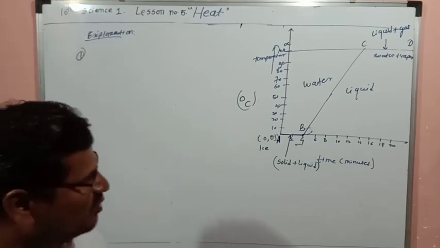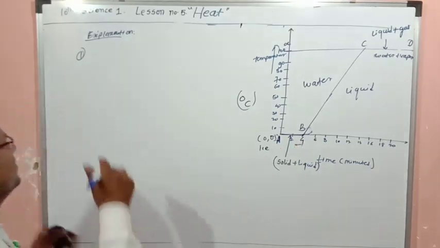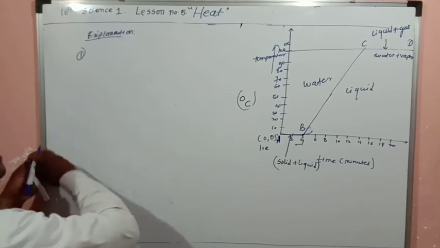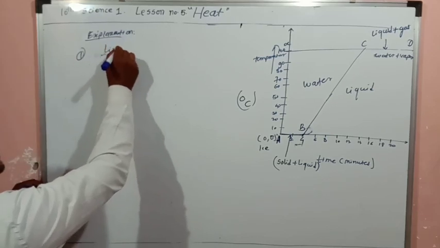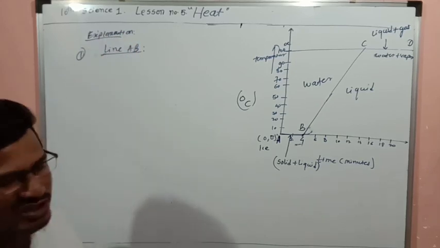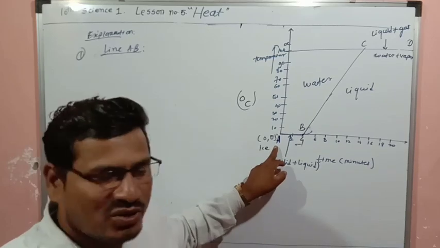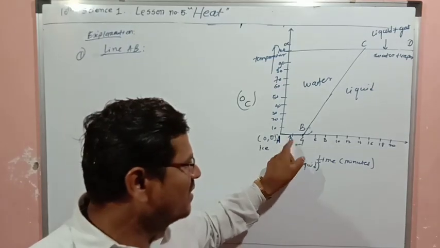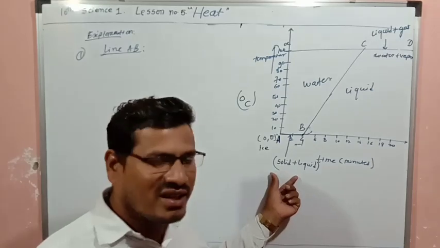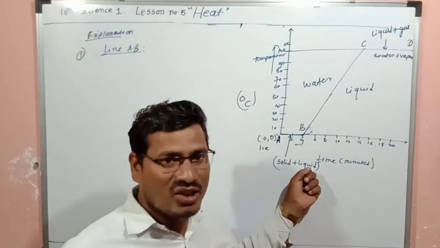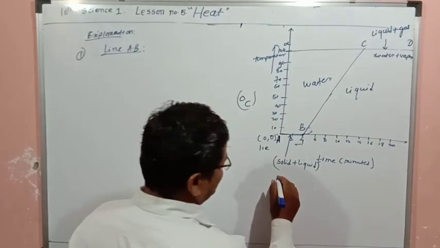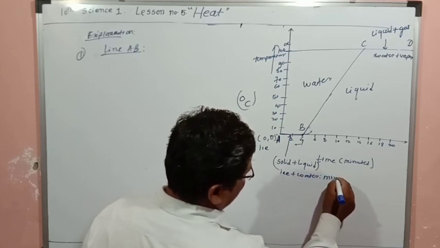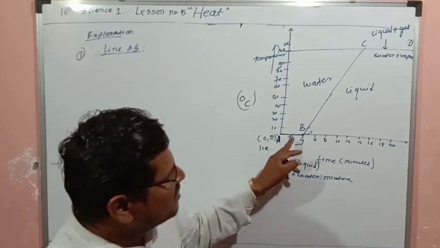First thing, if you observe line AB, or graph AB, what does it suggest? When you are heating that particular ice at 0 degrees Celsius, then ice will start to melt. At AB, two states are existing. One is solid phase, another one is liquid phase. Ice and water, two states are there. Ice plus water mixture is there. So temperature will remain constant.